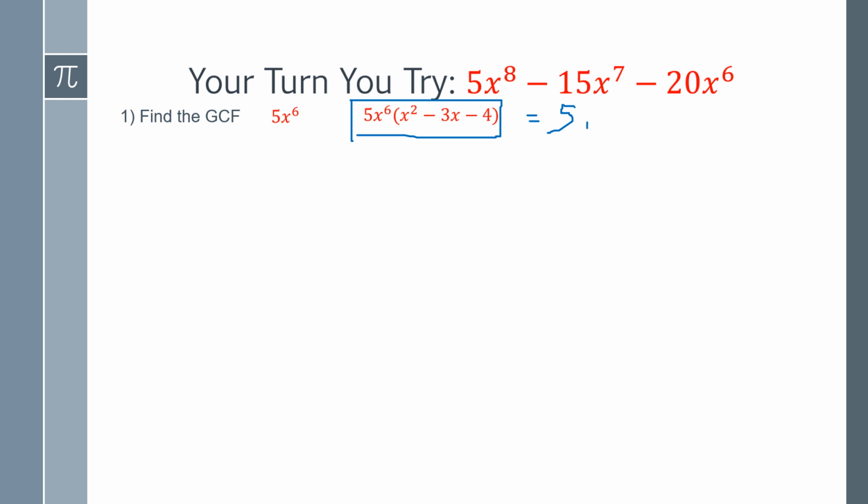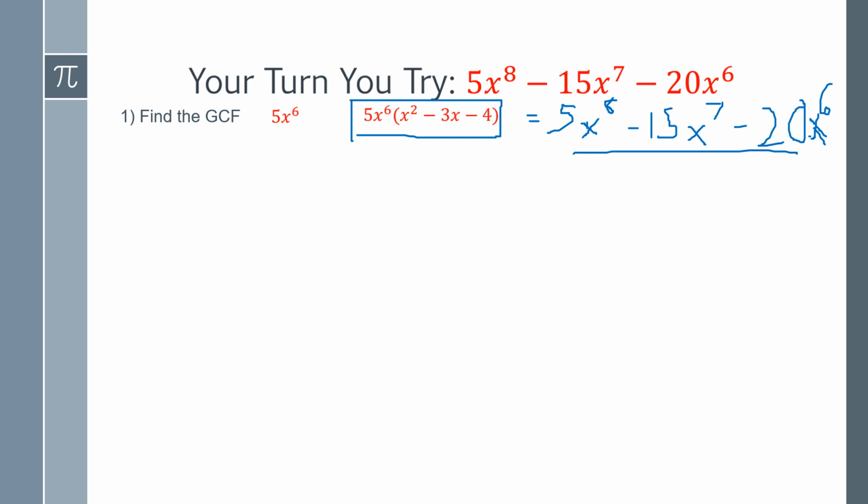5x^8 minus 15x^7 minus 20x^6. Because by the distributive property, you get this right here. And remember, the polynomial expressions may look different, but they are equivalent by the distributive property.